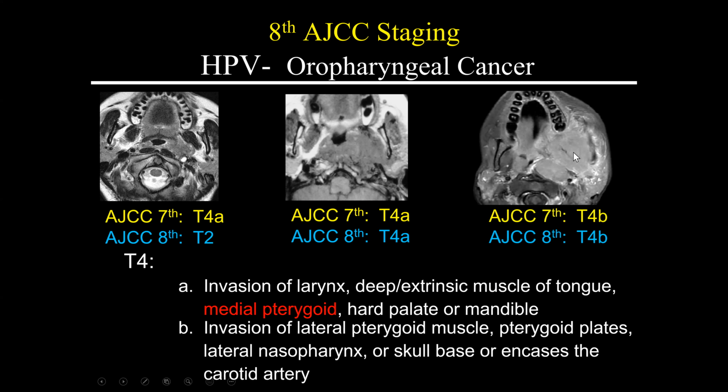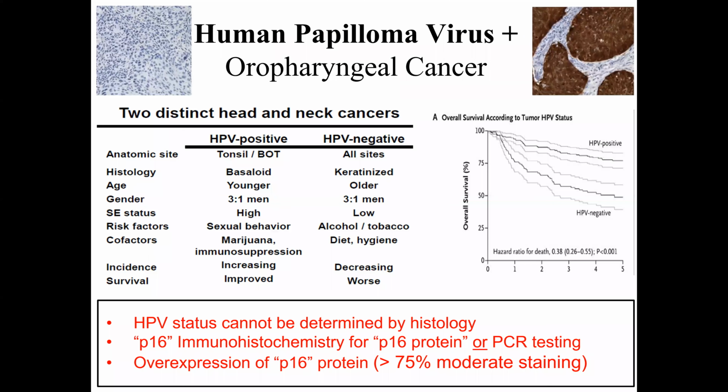And then if this tumor extends all the way laterally to involve the masseter muscle, then this is T4B disease. And clinically that correlates to severe trismus, is how we'd always stage these patients before the wide use of cross-sectional imaging. So in the 8th edition, it identified a new disease, and that is HPV positive oropharyngeal carcinomas.